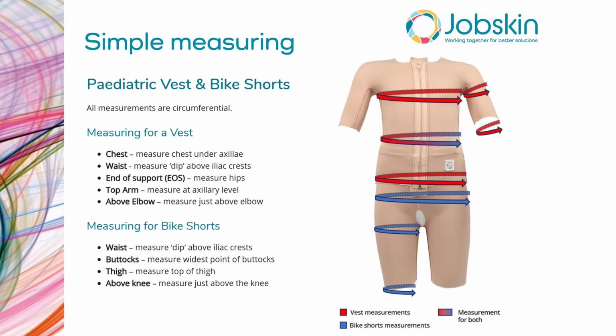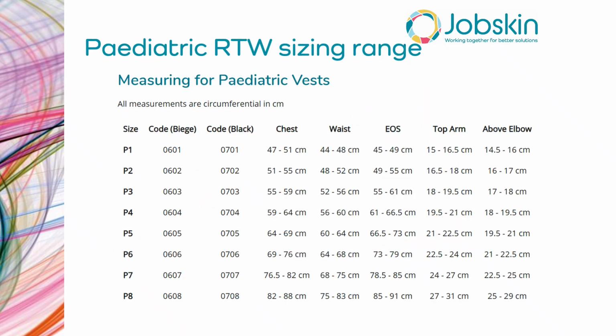For measuring for bike shorts, we are also measuring the waist, then the hips, top of the thigh and just above the knee. Now these lengths of the arm sleeves and the bike shorts can just be cut with scissors. They won't fray, so you can shorten them if that's required. And the waistbands of the bike shorts have also got adjustable tabs on the side, and if you feel like you need to open them a little bit wider than the little slit provides, you are able to cut that slit down a little bit further yourself.